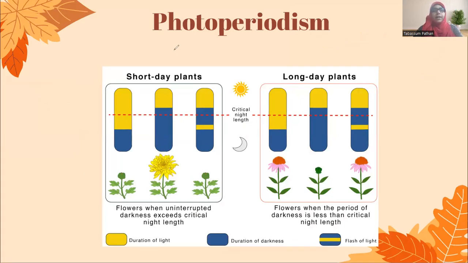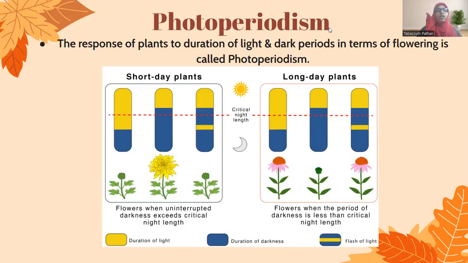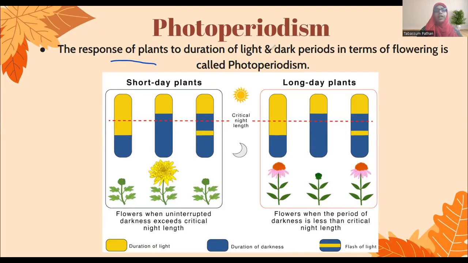As you can see, it is made up of two words, photo and periodism. Photo stands here for light, photons, light, and period stands for the amount of time, the time period for which the light is required. But here we are not talking about photosynthesis, we are talking about the response of the plants to duration of light and dark periods for flowering. For flowering. So this phenomenon is known as photoperiodism.